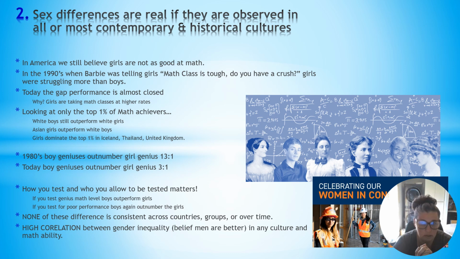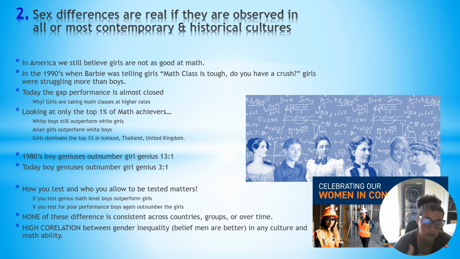If we just look at the top 1% of math achievers, and we look at it by different categories, we could see not only the change over time, but the change based on what we would call culture. You have to think of culture as one culture to another or one country to another, but you can also think of culture as one class to another.